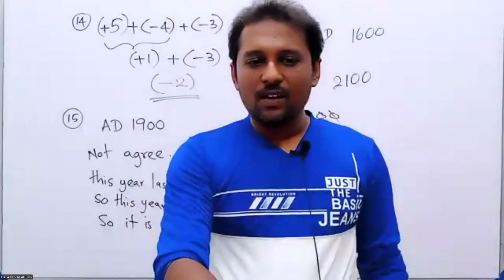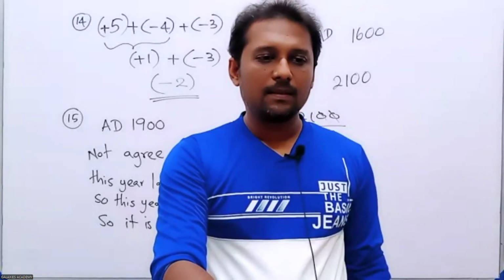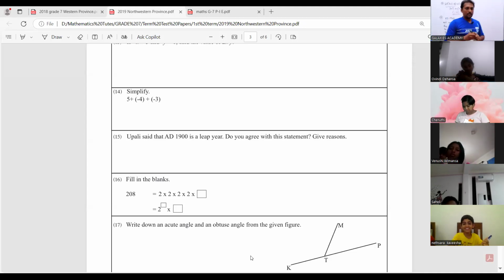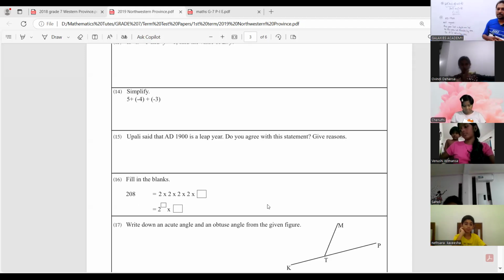Right. Okay, number 16, filling the blanks. 208. To fill this blank, I think you have to divide by the prime numbers, no? Because an incomplete product of prime numbers is given. So you have to divide this one by prime numbers, right? Then you can fill the blanks.